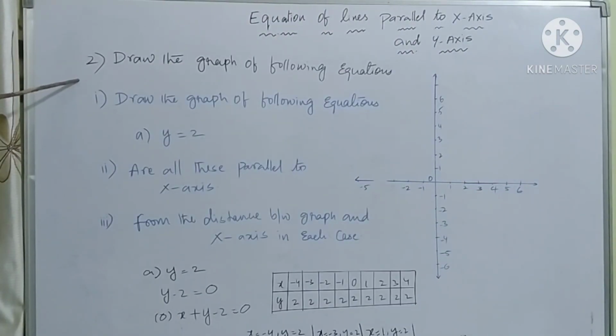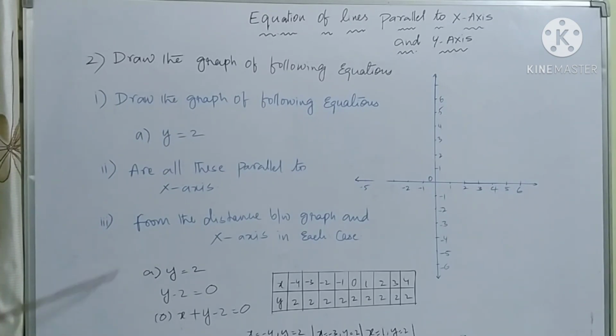This is our second problem from Do This. Draw the graph of the following equations. So here our first question, draw the graph of the following equations. This is the first part, y is equal to 2. And the next question, are all these parallel to the x axis? And the third one, the distance between graph and x axis in each case is a constant.